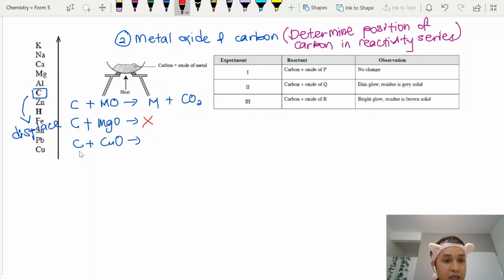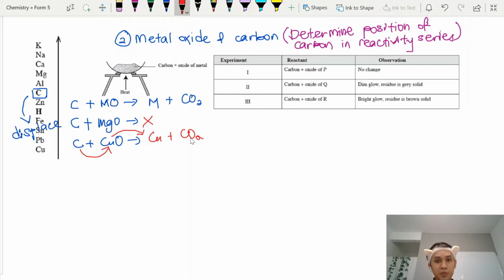Now next, carbon and copper. Copper is lower than carbon in the reactivity series, so carbon can go and steal the oxygen. So they kick the copper out, and then you're going to get your carbon dioxide. Basically, this is what is going on when you react a carbon with the metal oxide. You need to identify whether the reaction can happen or not. This depends on the position of the carbon. If carbon is higher, only then the reaction will happen. If carbon is lower, then no reaction will happen.